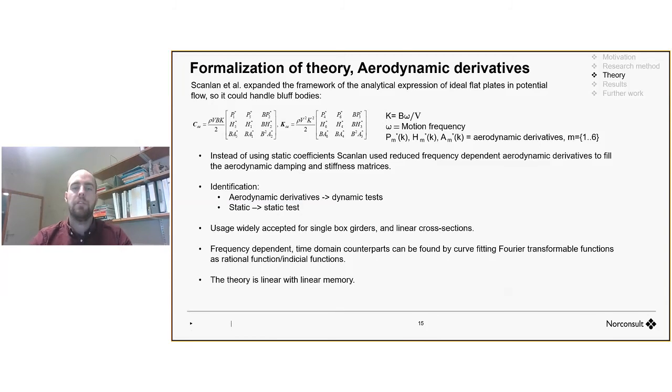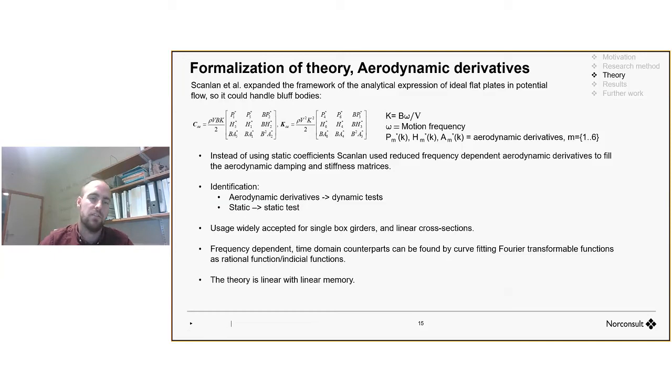And then some people in the early 30s, 40s found analytical expressions for ideal flat plates in potential flow. Basically that means no turbulence, so ideal situations and no bluffness of the body. And then they found that you can find these motion-induced forces by introducing reduced frequency-dependent factors. And Scanlan expanded this framework. He basically said that okay, we need to fill entire stiffness and damping matrices with these frequency-dependent aerodynamic derivatives, and he's not saying what these should be, but we could test it and find them to fill these matrices. So that's how we came up with aerodynamic derivatives, and it's been working very well.